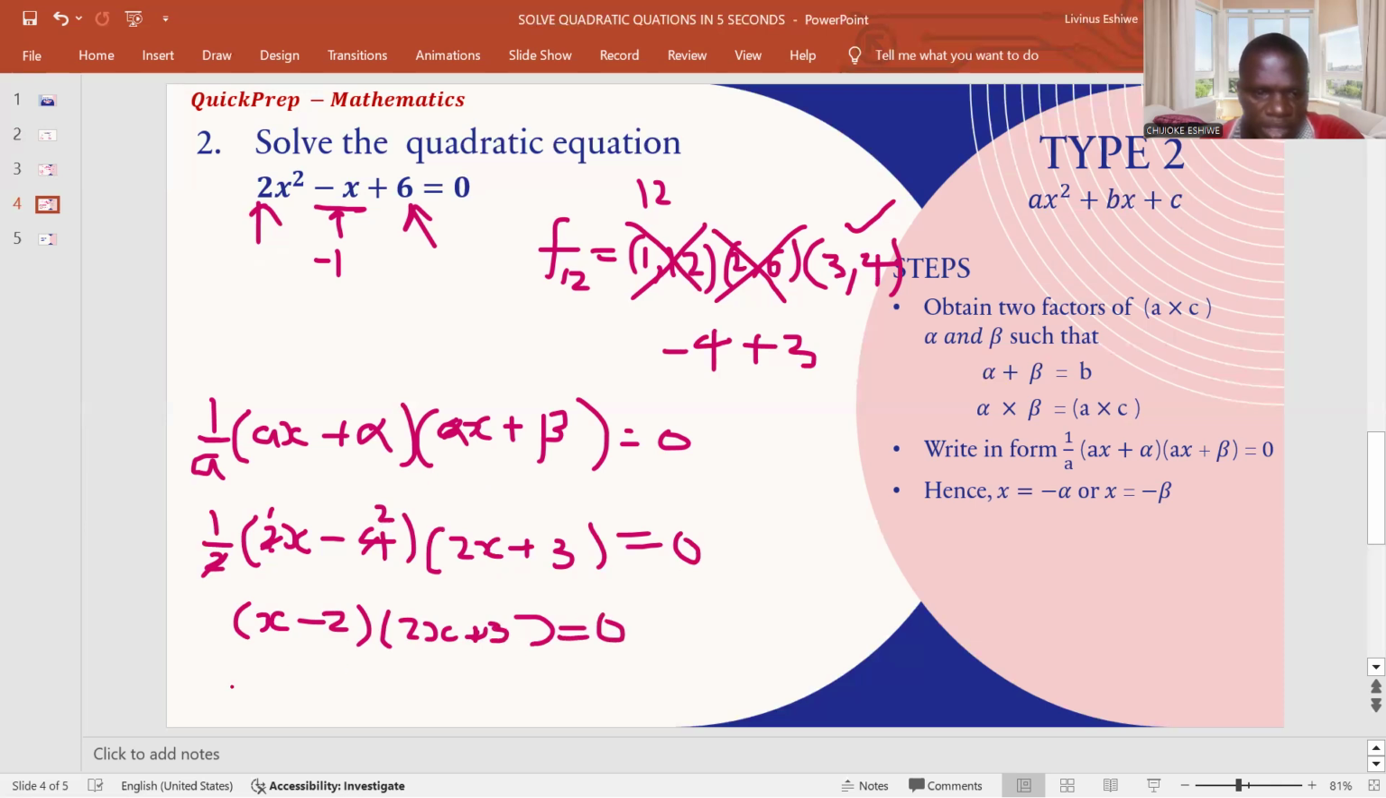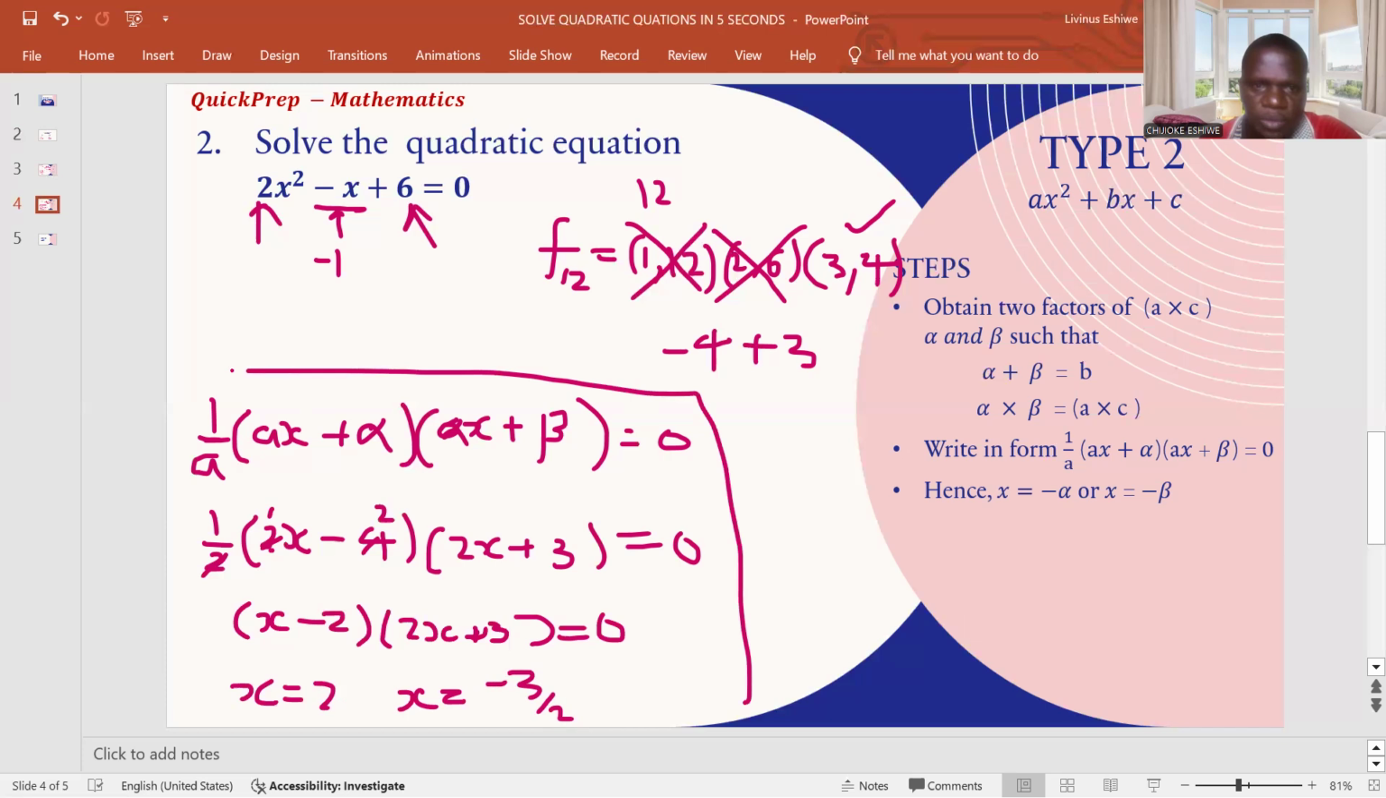Now, if you solve finally, you have that your x is equal to 2 and your x is equal to minus 3 over 2. Now, coming back to what I said earlier, you can note that what we have here is the factors. So when you obtain these factors, do you really need to solve all this process? No. From the factors, you can actually get your answer. Like I said earlier, you don't really need to solve all this long process.